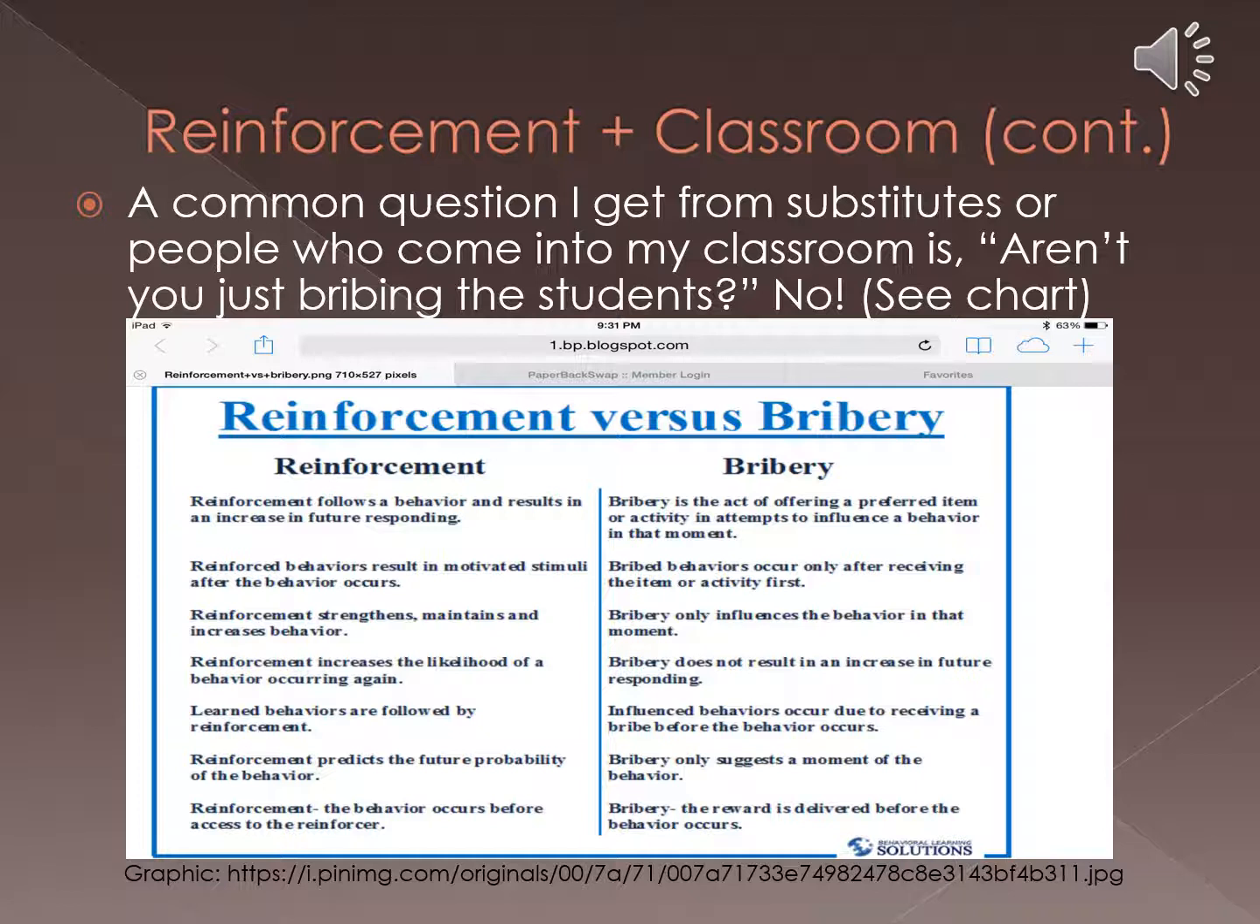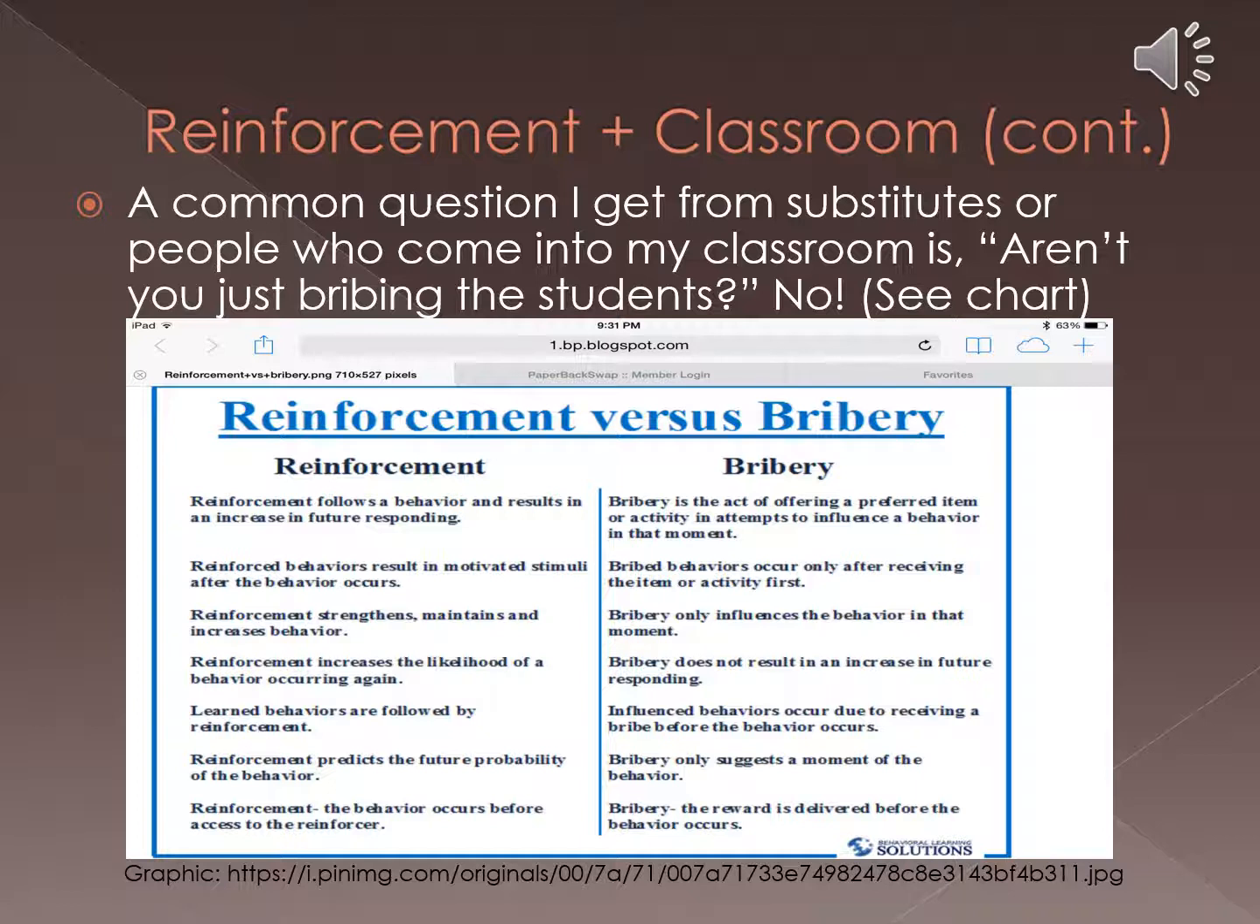Reinforcement predicts the future probability of the behavior. Bribery only suggests a moment of the behavior. And finally, with reinforcement, the behavior occurs before access to the reinforcer. So the student does something and then they get something.